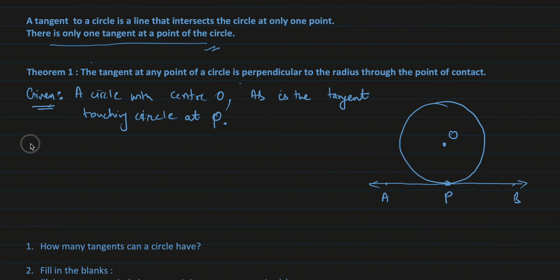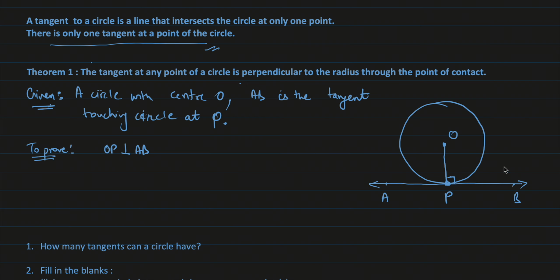Now what do we have to prove? Let us read it once again. It is saying that a tangent at any point of a circle is perpendicular to the radius. So what is the radius? This OP is the radius. So now we have to prove that OP is perpendicular to AB. This is the thing that we need to prove. So how do we prove it? You cannot do anything with congruence or anything over here.